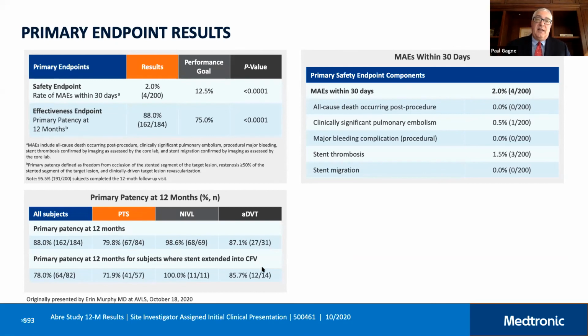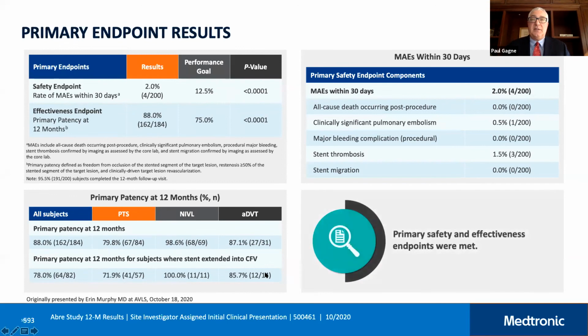When you look at the extension, those patients who had extension of their stents below the inguinal ligament to the common femoral vein, there is some decrease in patency in the post-thrombotic patients, but not much change in the compression lesions or the acute DVT. This oftentimes being an inflow issue.